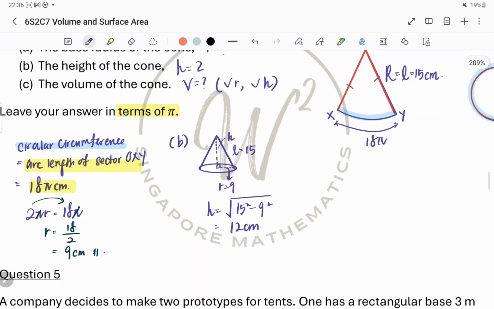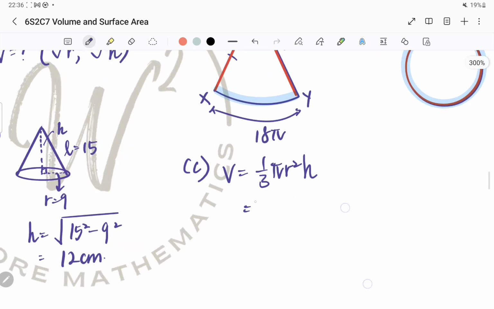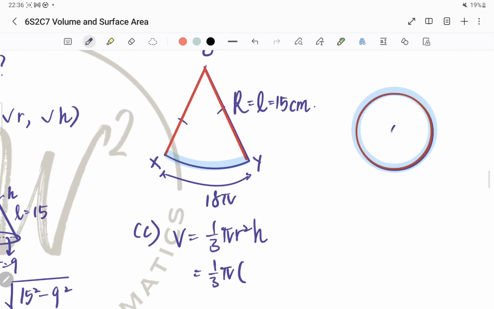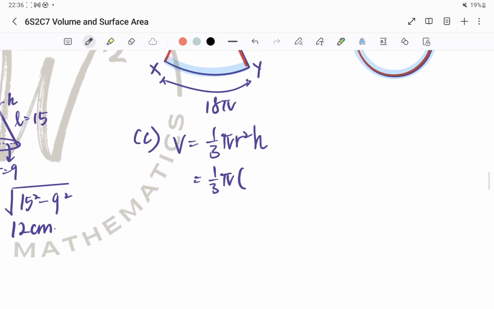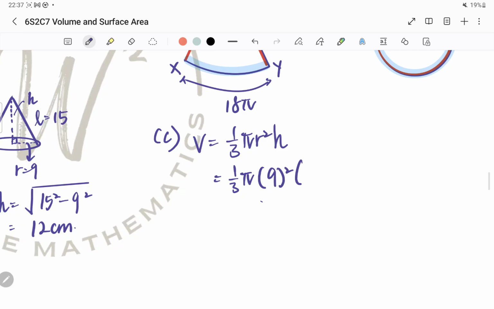Then after that, the next question, I want to find the volume of the cone. So volume equals 1 over 3 pi r square times the perpendicular height. So in this case, 1 over 3 times pi times r square. R is the radius of the circular base. I'm not referring to the radius of the sector. The radius of the sector is the slanted length. So in this case, your r should equal 9. 9 square times the height, which you already found in B, so this is 12 cm.